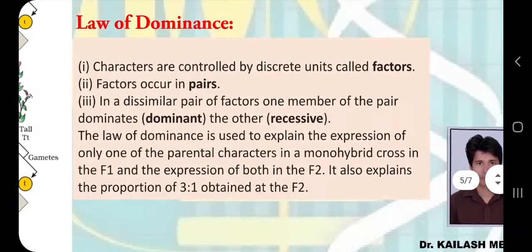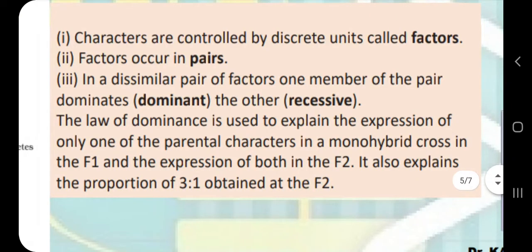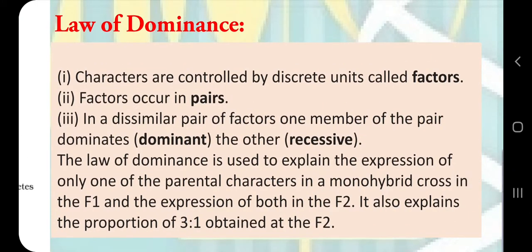The law of dominance as stated in our NCERT book has these statements. Number one: characters are controlled by discrete units called factors. Mendel called those genetic units factors. Now we know that those units are called genes, and they are made up of DNA. We will learn about this in chapter 6, molecular basis of inheritance. Number two: factors occur in pairs. How did he know? Because in the F2 generation, the reappearance of the recessive trait confirms the appearance of factors in pairs.